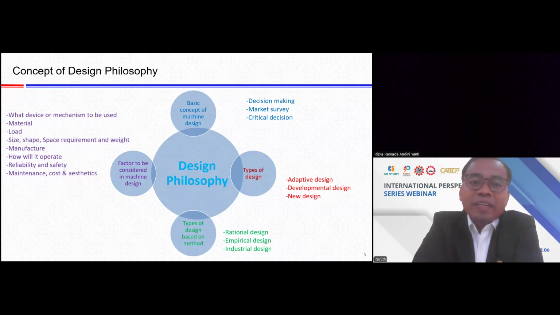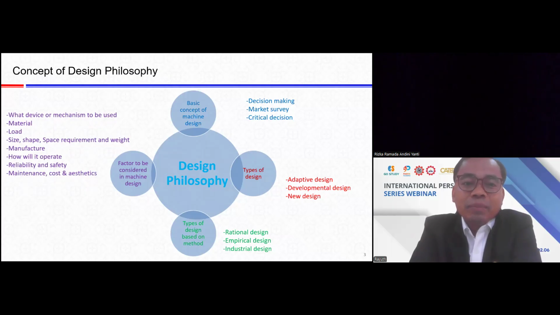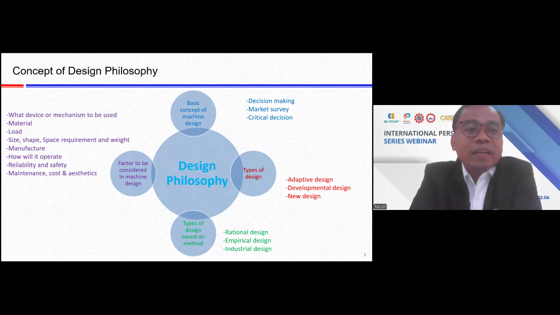And for the factors and considerations in machine design, we look at what device and mechanism to be used, like material, load, size, shapes, space requirement, and weight. We also look at manufacturing, how it will be operated, reliability and safety. And the last ones are maintenance, cost, and heuristics.